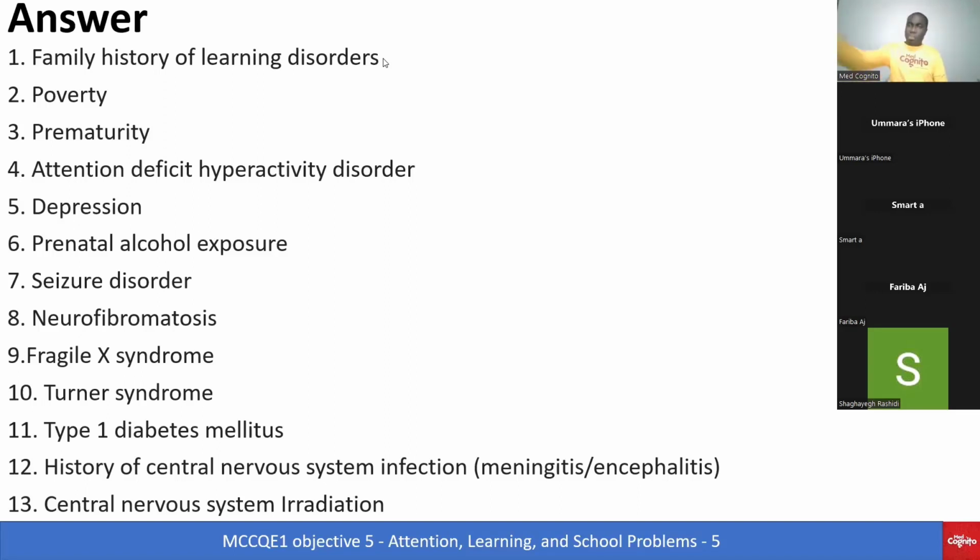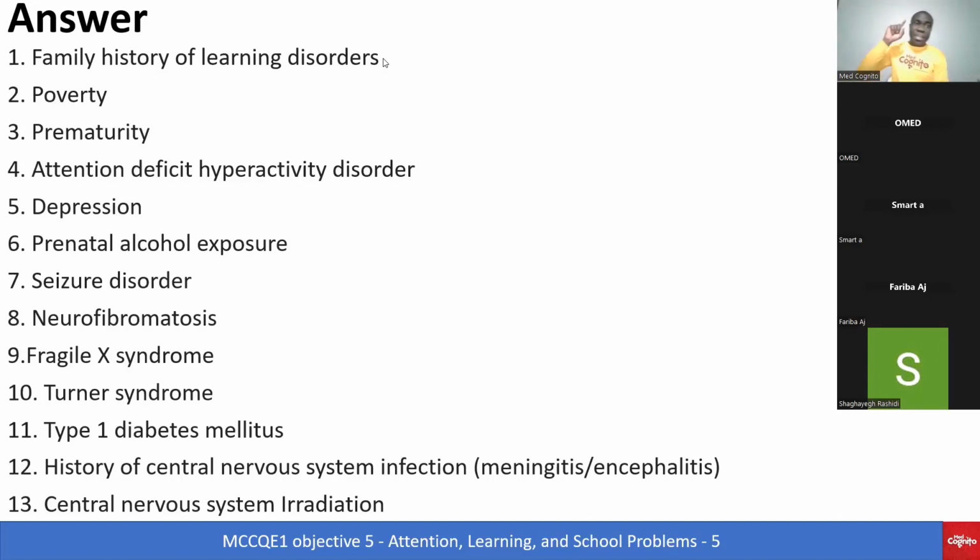Prenatal alcohol exposure, seizure disorders in that child, neurofibromatosis, Fragile X syndrome, Turner syndrome, type 1 diabetes, okay? History of central nervous system infections like meningitis, like encephalitis, and central nervous system irradiation. So radiation, for whatever reason, the child was exposed to radiation very early in life. All these can cause learning disorders.